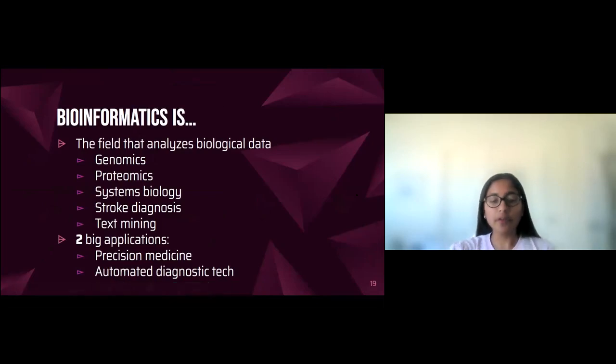So basically, bioinformatics is the field that analyzes biological data, and this includes genomics, proteomics, systems biology, text mining, anything that is related to biology, basically. And there are two main applications of bioinformatics in industry, and that's in precision medicine and automated diagnostic tech. So I know that I just threw a lot of vocab words at you guys in like 30 seconds, but don't worry because we'll be unpacking each of these terms as we go through this overview.